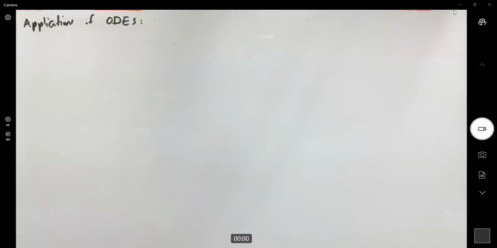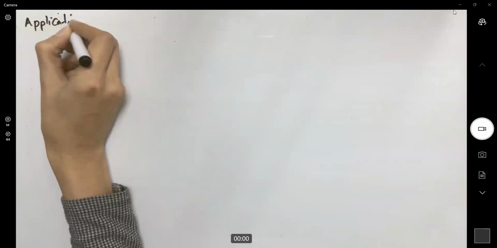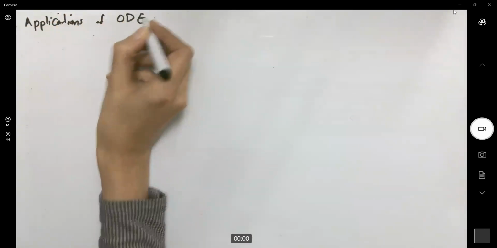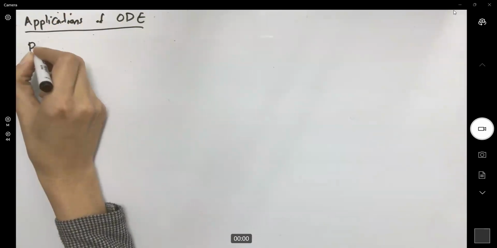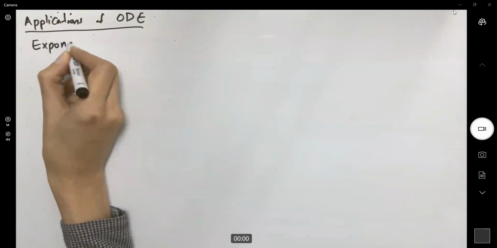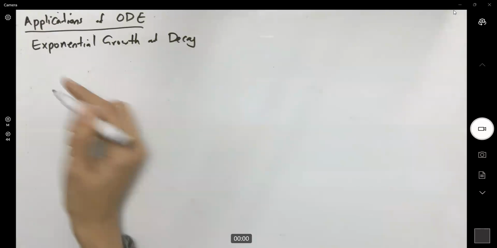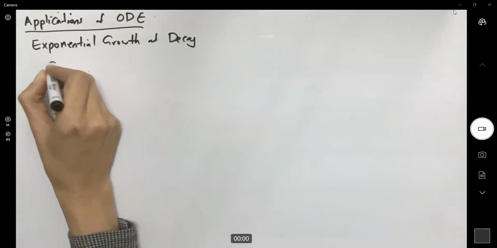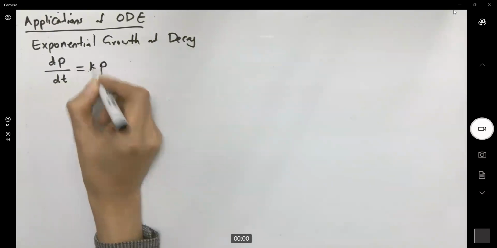So what we have learned so far, we start talking about different applications of ODEs. The very first model that we talked about was the population growth or decay. In general, we talked about the exponential growth and decay. So remember that in this case, we said that the rate of change of the population with respect to time is proportional to the population itself.